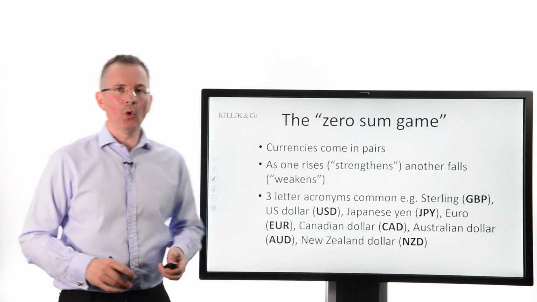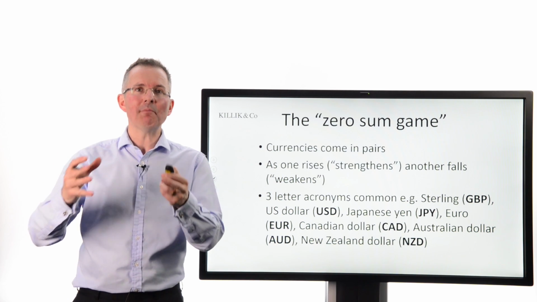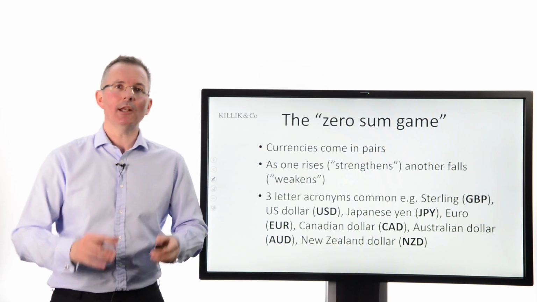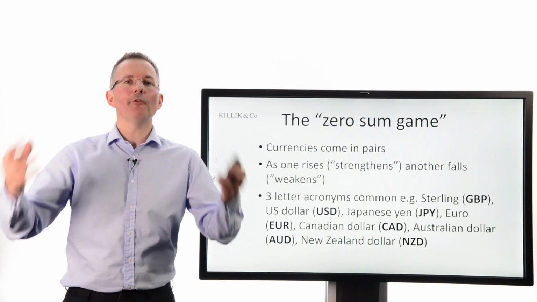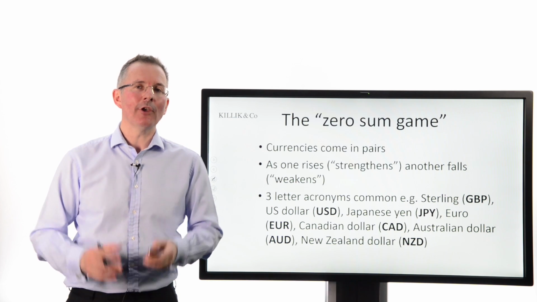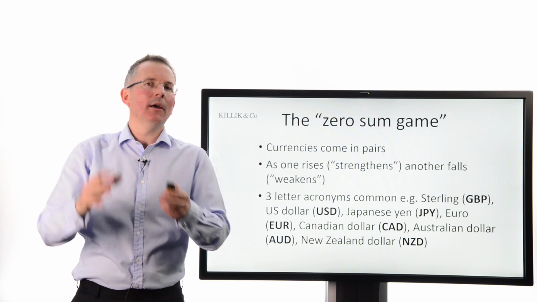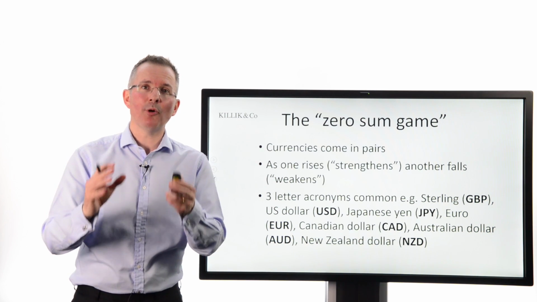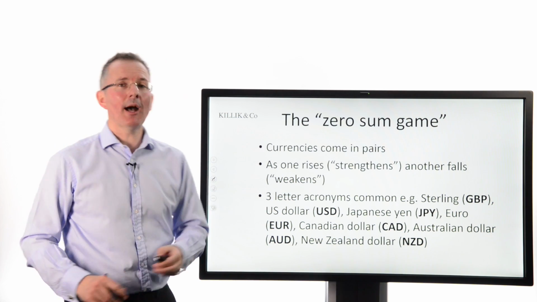So, first of all, the basics of the structure of the market. It's a zero-sum game, the foreign exchange market, so it's a little bit different to the equity market. In the equity market, Tesco can move up or down independently of, say, Sainsbury's or other food retailers or the wider market. In the currency market, things come in pairs. So a currency will strengthen, rise or weaken, fall against another currency or maybe a basket of currencies, but the point is it won't move independently.